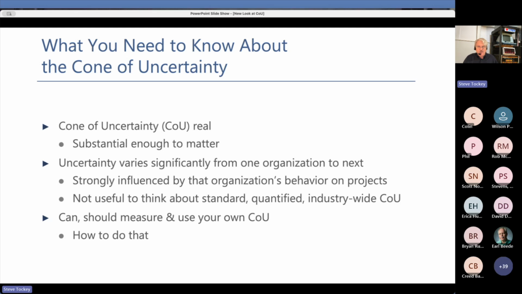And the final point being that you not only can, but you should measure your own cone of uncertainty, and you should use your own cone of uncertainty. And so you need to know how to do that. Let's talk about how to do that, and let's talk about a tool that does allow you to do that. So those are the 3 points that I want to get through in this section.